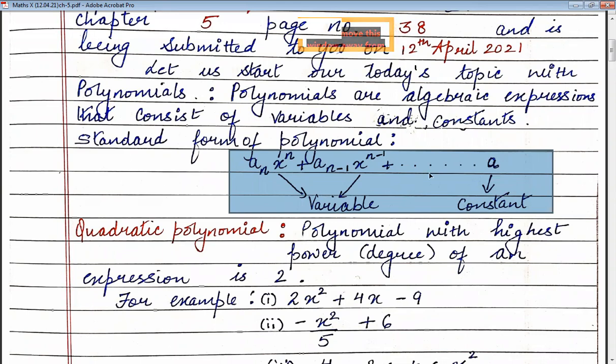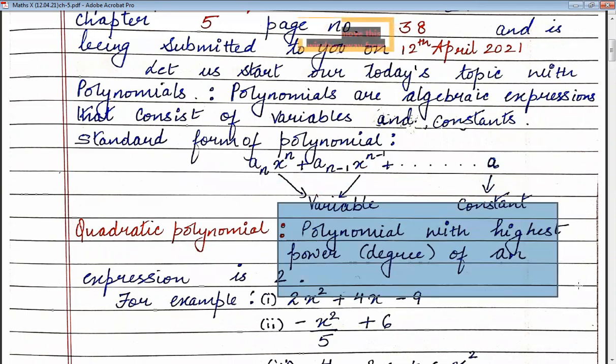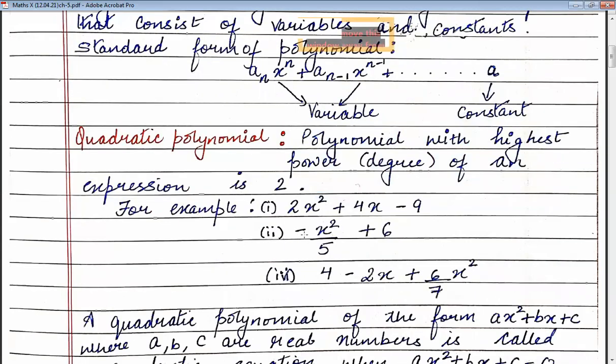This is your polynomial. Now children, in this polynomial, if the highest power of the variable is 2, then that polynomial is called a quadratic polynomial. So what is a quadratic polynomial? A polynomial with the highest power of the expression being 2 is called a quadratic polynomial. If I ask you what a cubic polynomial is, it is a polynomial in which the degree of the expression is 3. So now let's talk about the quadratic polynomial only.